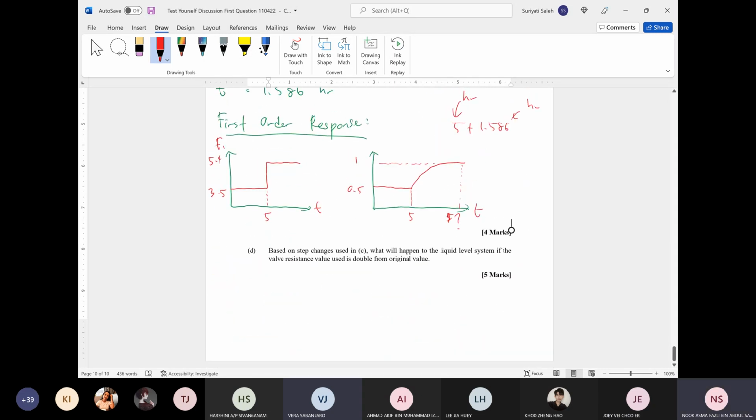And okay, I think in this case, the last one, you can do it by yourself because the question has been solved. Only here, step change used in C, what will happen to the liquid level if the valve resistance value used is double. So originally, R is equal to 0.2273. Now, R is equal to 2 times 0.2273, which is equivalent to 0.4546.